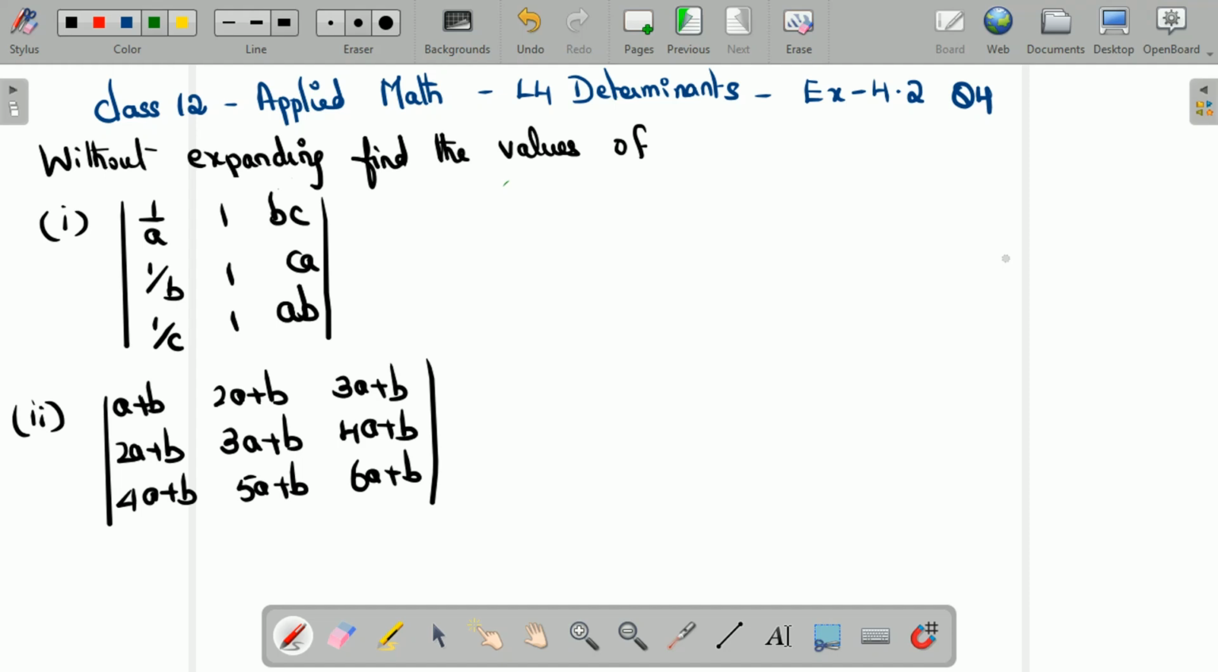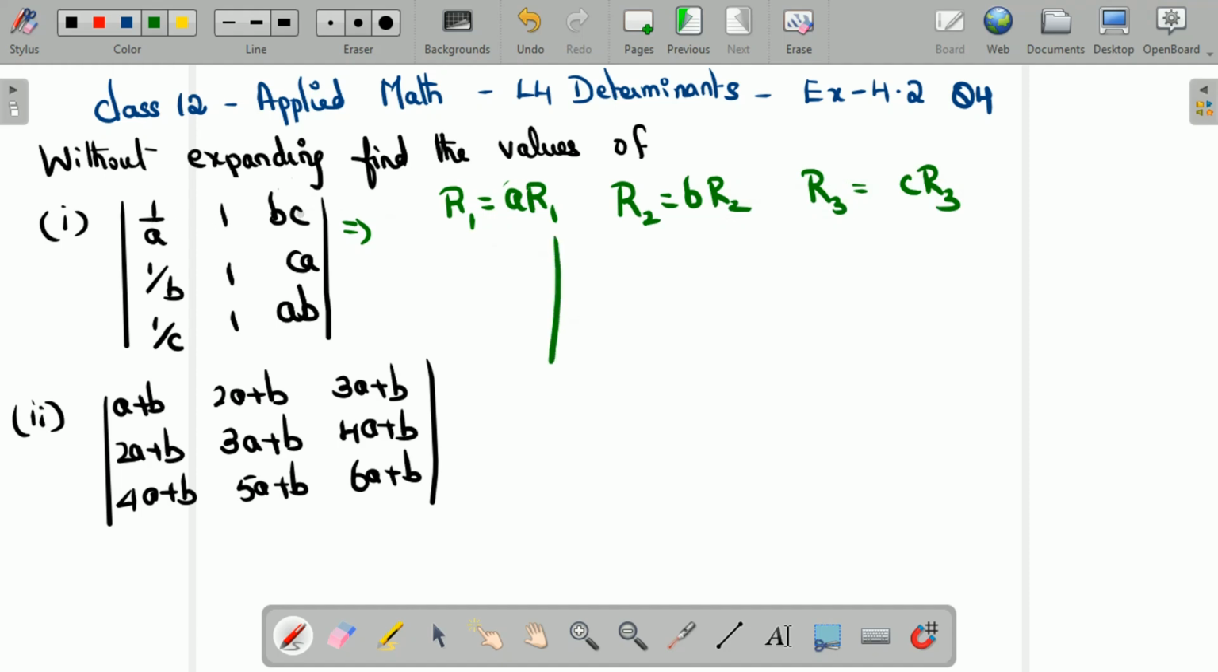In this video, let's find the solution for the fourth question in exercise 4.2. Let's first start with the first subdivision. Let's look at the transformation that we are going to make here. I'm going to say the first row is going to be A into R1. The second row is going to be B into R2. And the third, new row, is going to be C into R3. So let's make up this transformation.